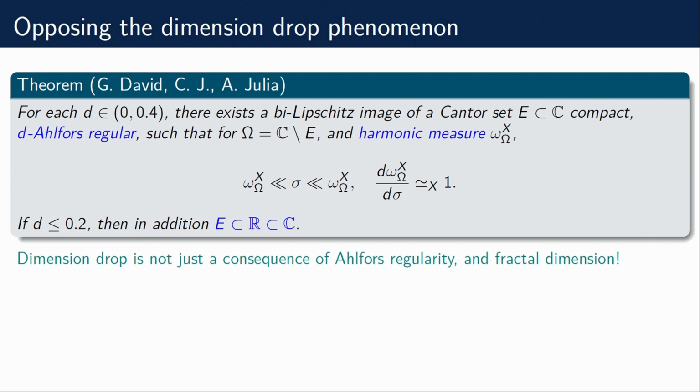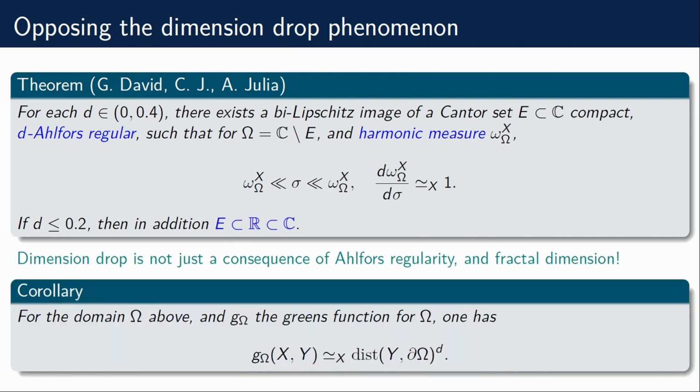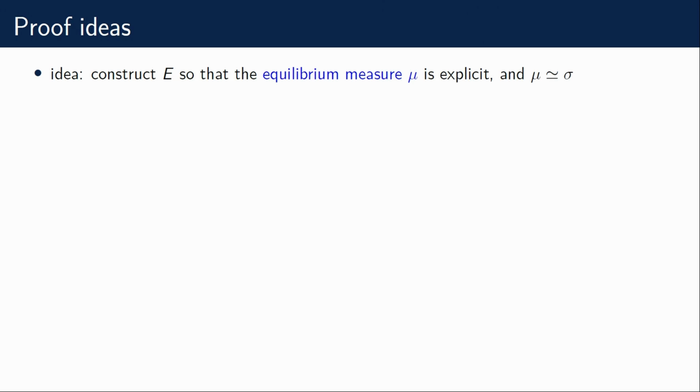And this answers the question before in a small way. It says that dimension drop of harmonic measure is not just about fractal dimension and Ahlfors regularity. Somehow there's another mechanism which implies dimension drop, which is not just these two things. Okay, and there's a corollary, but I'll skip it. Okay, I have 2 minutes.